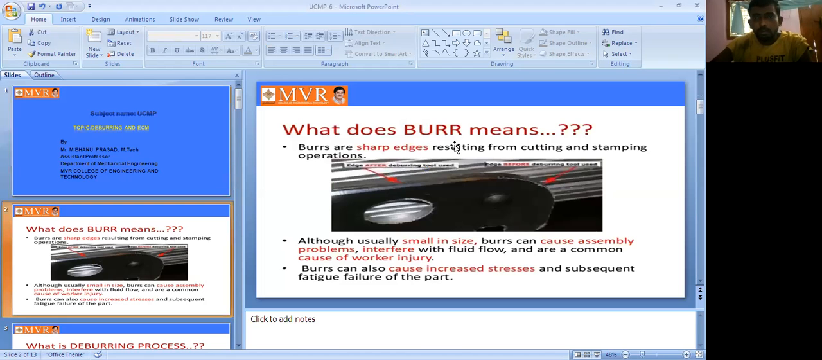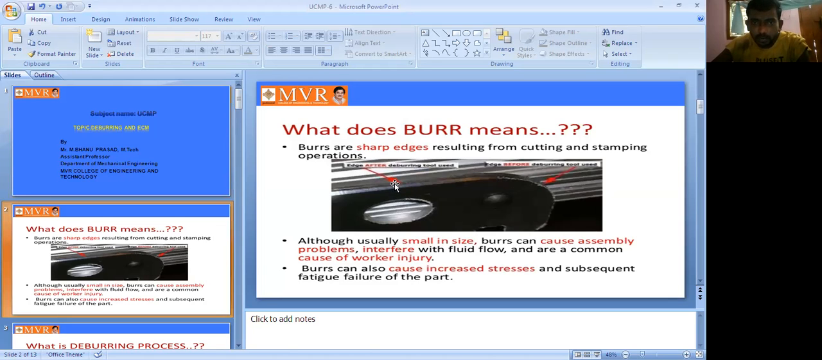So what does burr mean? We have this doubt. For deburring, first of all, we want to know what a burr is. A burr is a sharp edge resulting from cutting and stamping operations. So a burr is nothing but sharp edges.